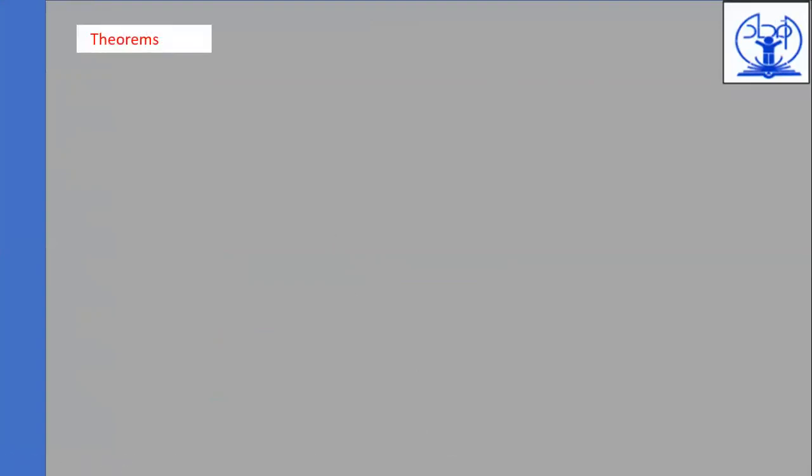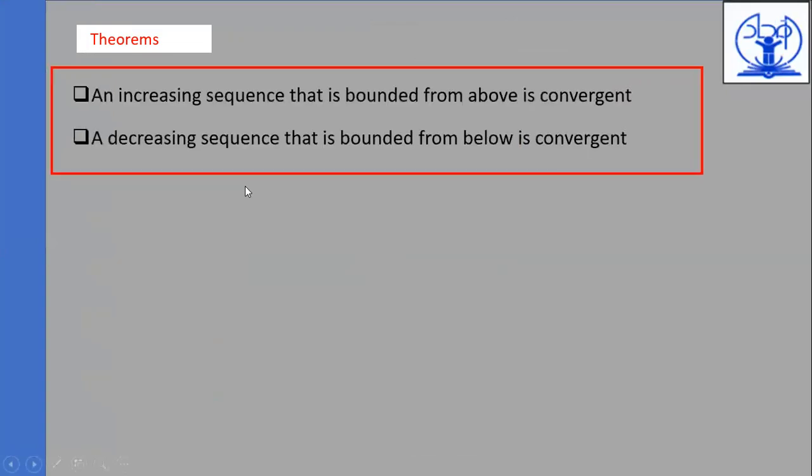To deal with sequences, especially with recursive sequences, we need some theorems. These two theorems are so important and so practical. Any increasing sequence which is also bounded above must be convergent. So this is a theorem. If a sequence is increasing and bounded above, then it must be convergent. I'm not saying that the converse is true. If a sequence is convergent, it doesn't mean it must be monotonic.